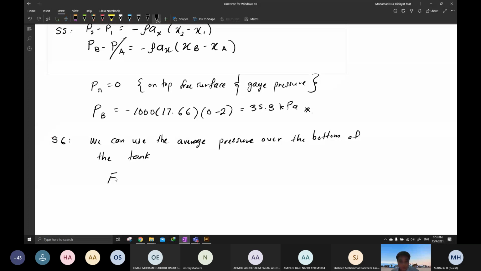Alright, so we can use the average pressure. The average pressure is PA plus PB over 2, multiplied by the area at the bottom of the tank. So pressure at A equal to 0 plus pressure at B equal to 35.3 kilopascal, over 2, multiplied by the area of the bottom of the tank.